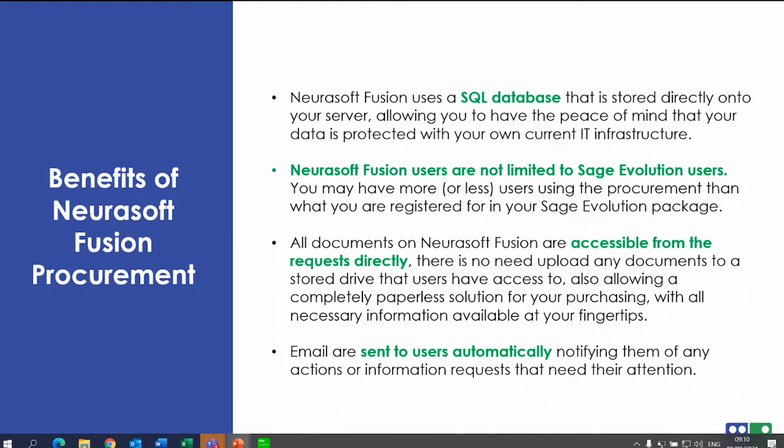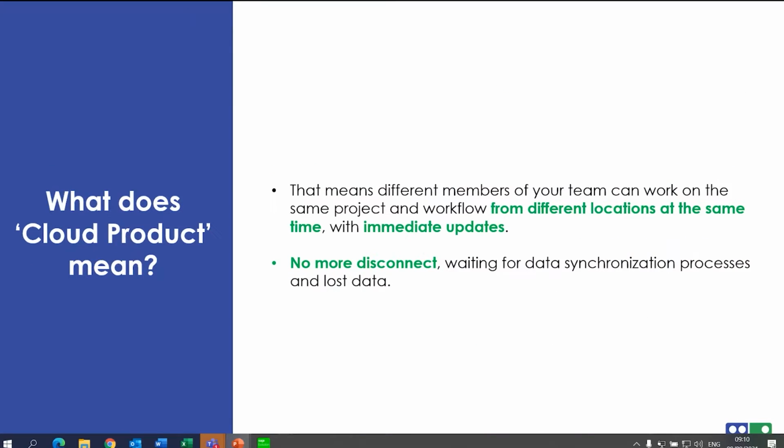Emails are sent automatically throughout the request process to notify users that they have an action to do on a request, or an approval waiting for them. So they will always know at what point they need to log in and actually make an approval or do something on the request. All right.